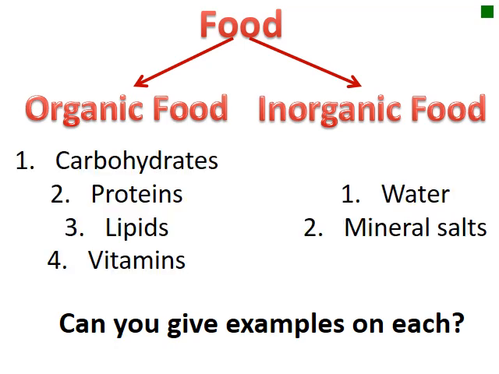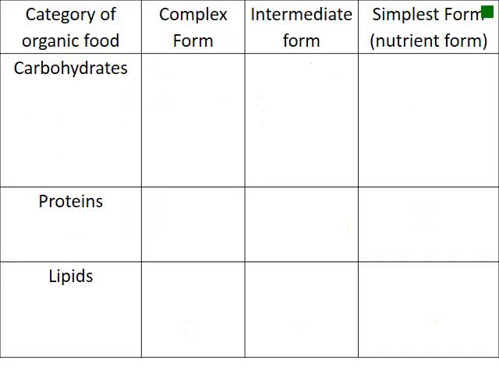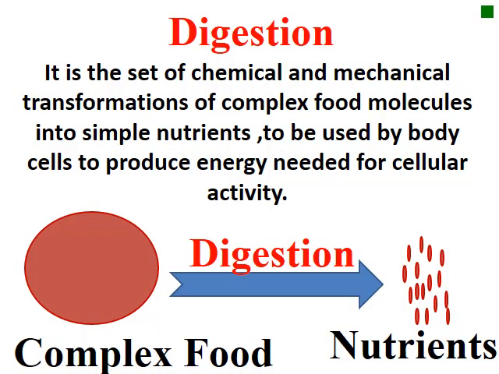Now let's move to the food, organic and inorganic branches. Organic contains carbohydrates, proteins, lipids, and vitamins. Inorganic contains water and mineral salts. So let's move to the categories of food: complex, intermediate, and simplest form. Carbohydrates, proteins, and lipids. First, let's talk about digestion and its complex definition.